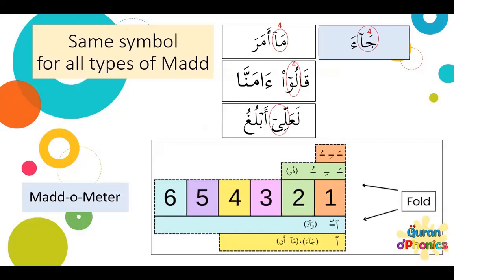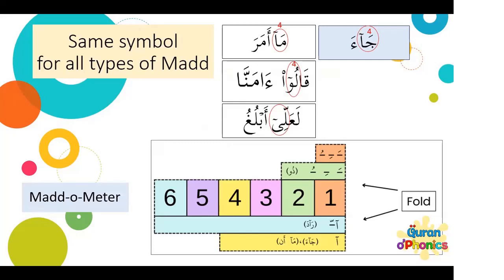So we don't distinguish between all the different types at this stage. We just tell them that if you see this symbol, stretch it for 4. Whether it's in the middle of a word or at the end of a word, we don't get into all of that. Because in the Medina Mus'haf, all of these stretchy symbols look the same. This mud symbol looks the same.